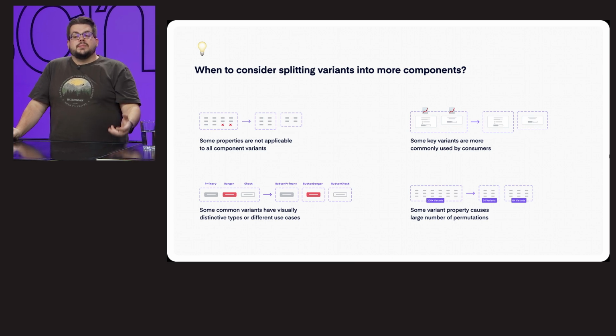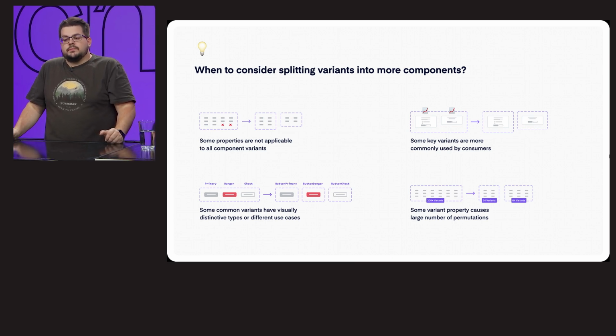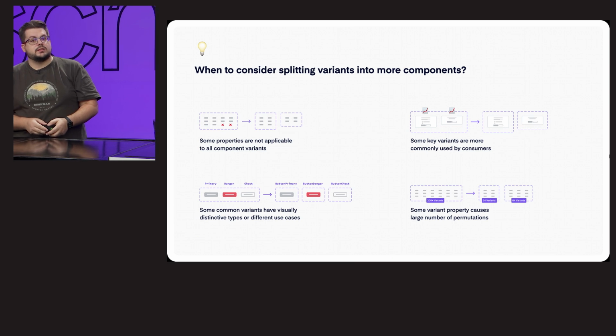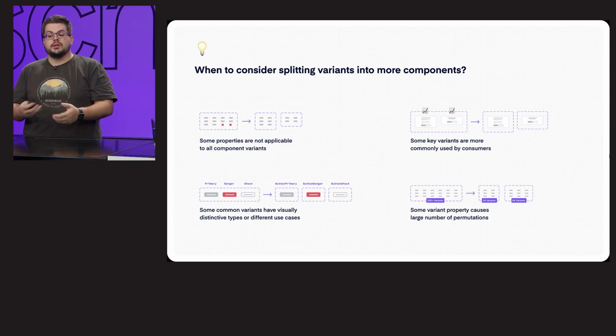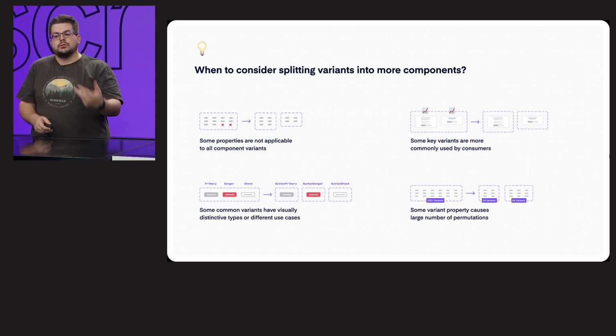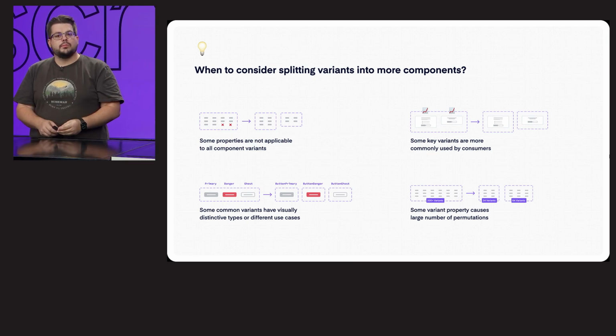So when to consider splitting variants into more components? Like I already mentioned, when some common variants have visually distinctive types or different use cases. The second is that some properties are not applicable to all component variants. Let's say that one of the button types has only 2 sizes instead of 3 sizes. We don't need to maintain all these sizes for all the buttons. We can split it into 2 separate components, and we can get a lower amount of variants to maintain.